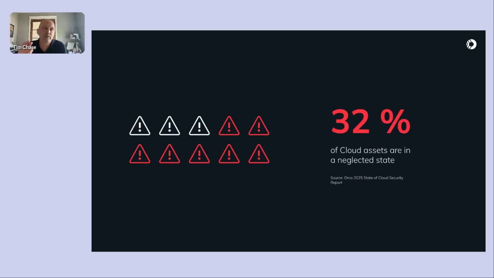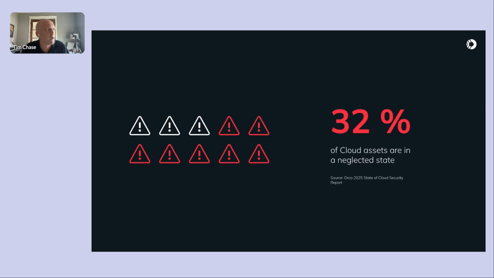And another way that I block it into the second part here is around the infrastructure and the visibility of it. According to Orca's 2025 State of Cloud Security report, 32% of cloud assets are in a neglected state. And there are many reasons that this could be, right? When I think about why this is, there's probably no one answer that's going to tell you why our assets get neglected.